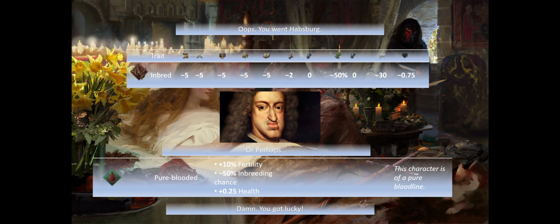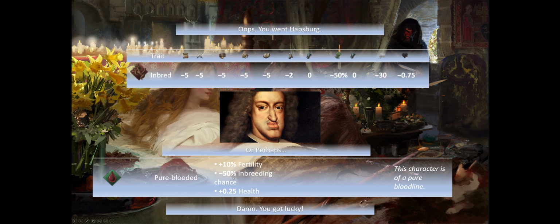But the reason this is such a sought-after trait, particularly if you were to go and browse through Reddit, is that people are very proud when they manage to get it. You get plus 10% fertility, which is just nice. You get a little bit of health boost, which is nice. But the real kicker, the real good thing, is that you get a negative 50% inbreeding chance.